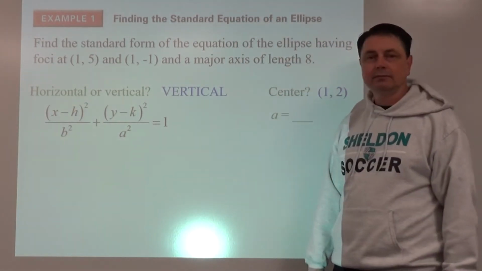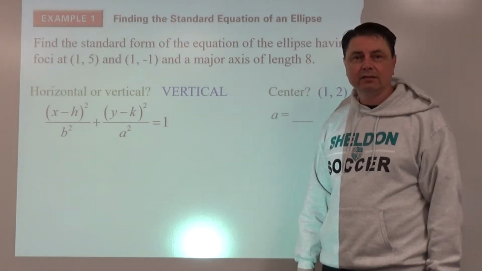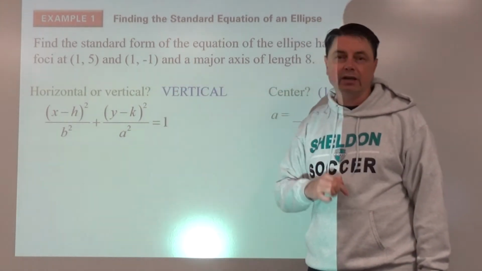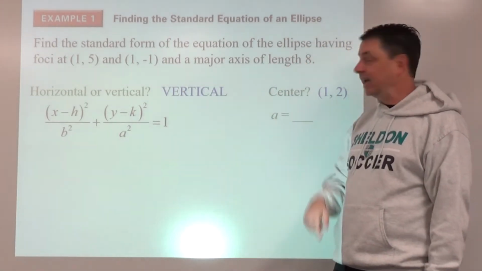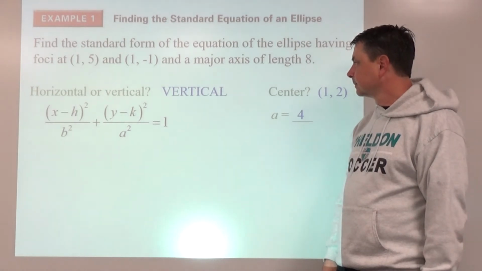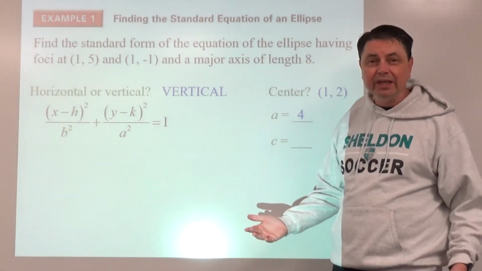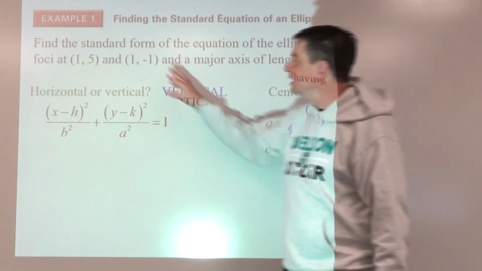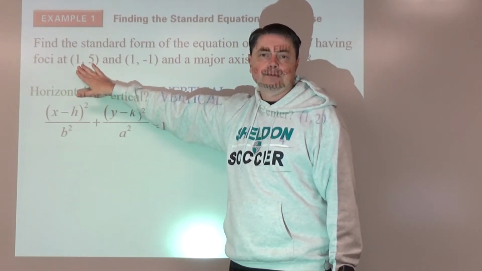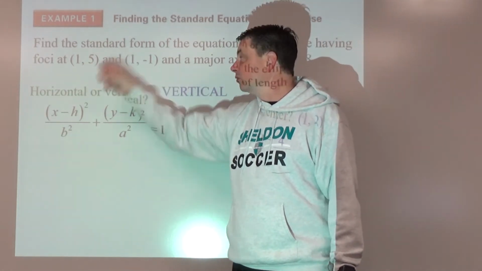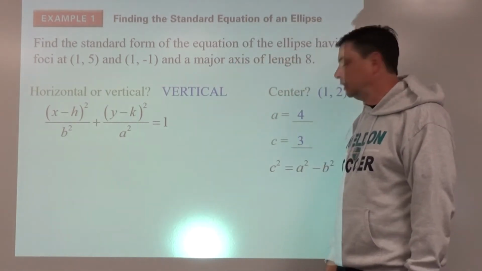Well, what is a? The major axis is length 8, and that's from vertex to vertex. So what's center to vertex? Well, that's half of it, so a has to be 4. Well, we don't know b yet. We do know c, because c is the distance from our center to one of our foci. And again, if we plotted these on a graph, very easy. All you've got to do is count it. c is going to be 3.